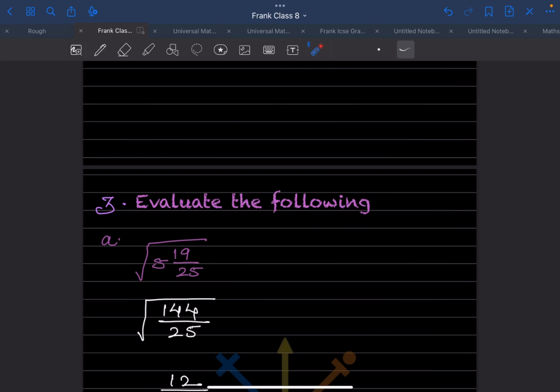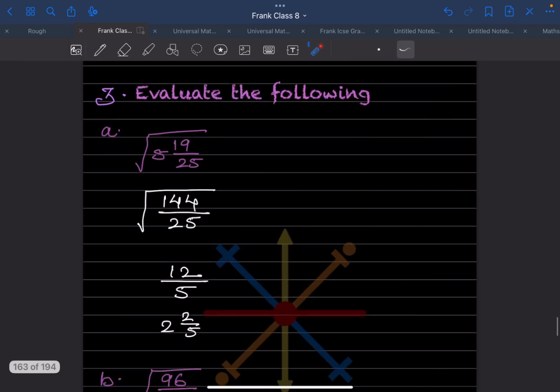Here they said evaluate the following. So this is the root of 5 integers 19 by 25. Whenever you have such a type, you have to first make it improper. So this is going to be 125, this should be multiplied, plus this 19. So that is going to be 144 divided by 25.